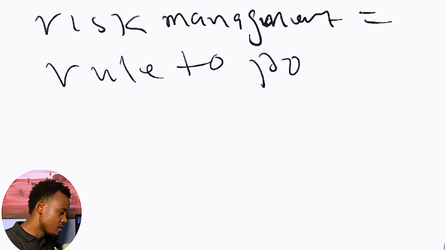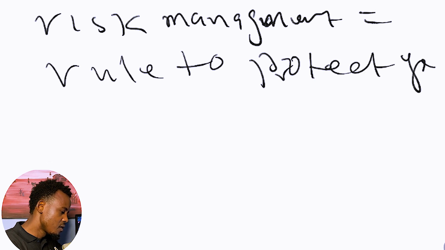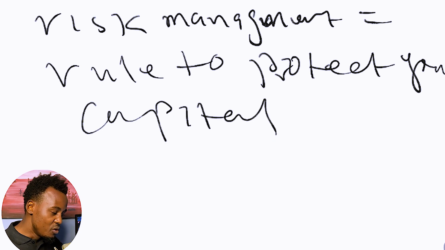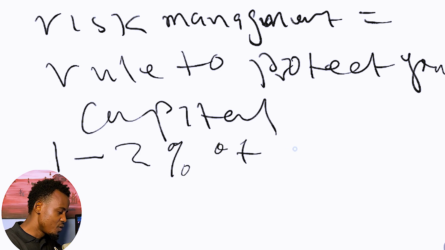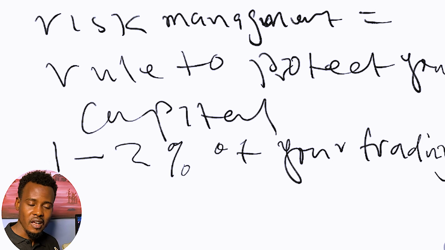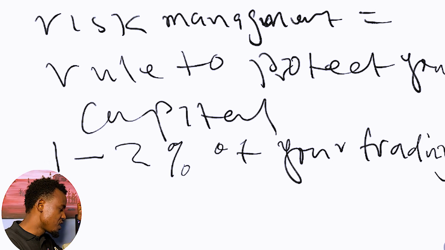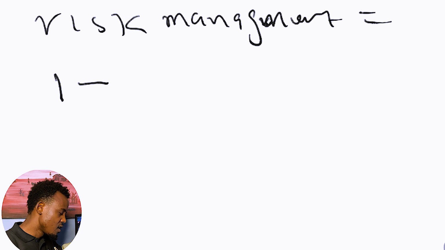is the rule to protect your capital. The rule to protect your capital is risking 1 to 2% of your trading account. What do I mean by risking 1 to 2% of your trading account?